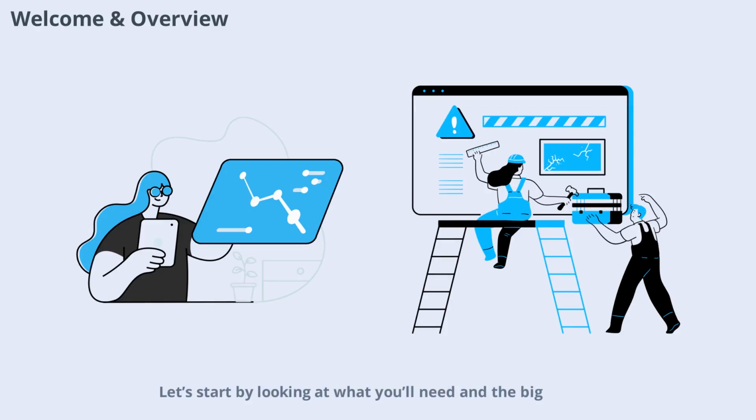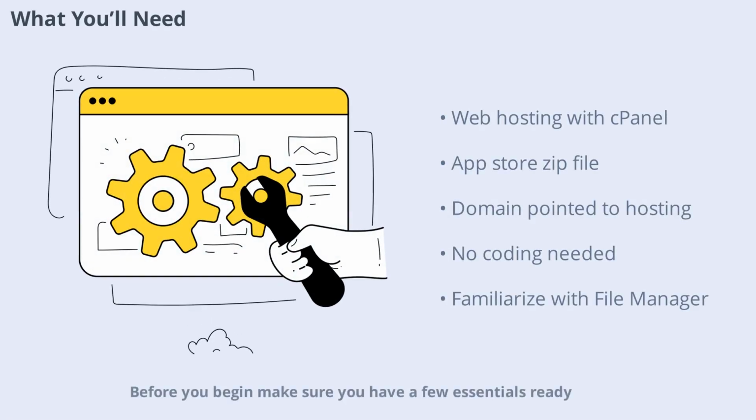Let's start by looking at what you'll need and the big picture of the setup process before diving into each step in detail. Before you begin, make sure you have a few essentials ready. You'll need a web hosting account with cPanel or a similar hosting panel that includes File Manager and PHPMyAdmin. Next, download the App Store software zip file and keep it handy on your device. Finally, ensure your domain is pointed to your hosting. No coding skills are required, just some basic file handling.